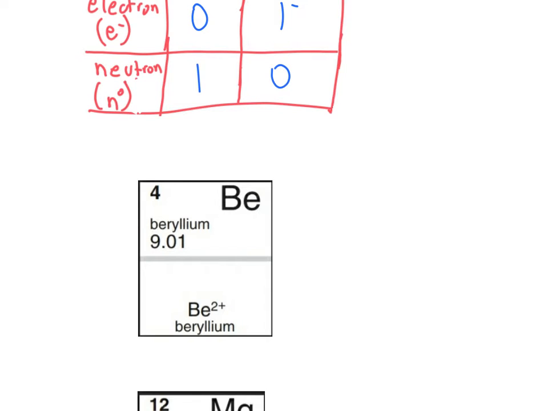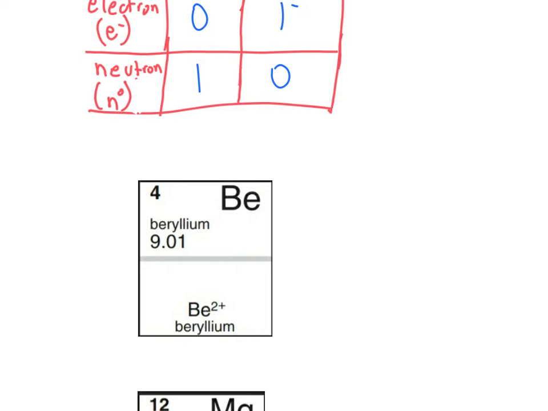So for example, if we take a look at beryllium here. There's the symbol. There's the name. And this is from your data booklets, by the way. Here, up here, is going to be your number of protons. That is also equal to the atomic number. And then down here is the mass number. And so that's going to be equal to the number of protons and neutrons.